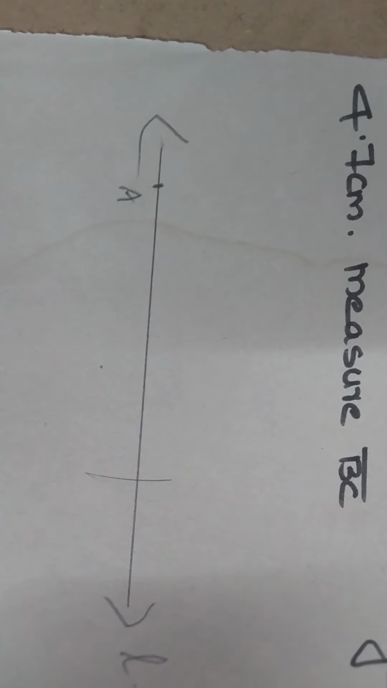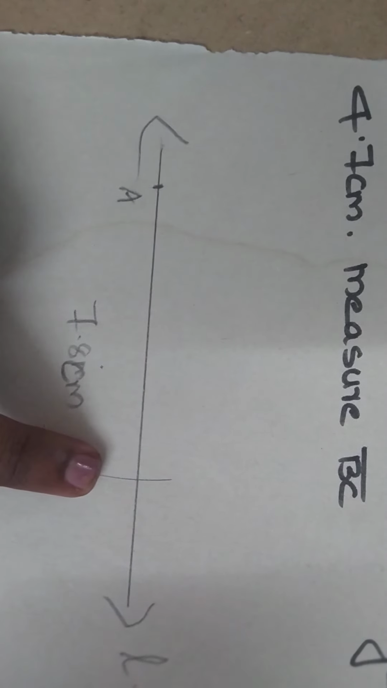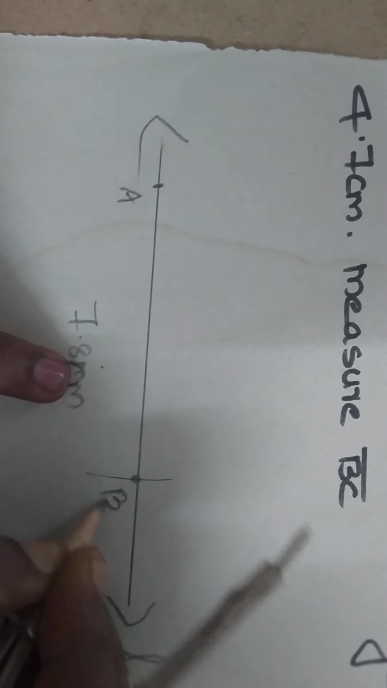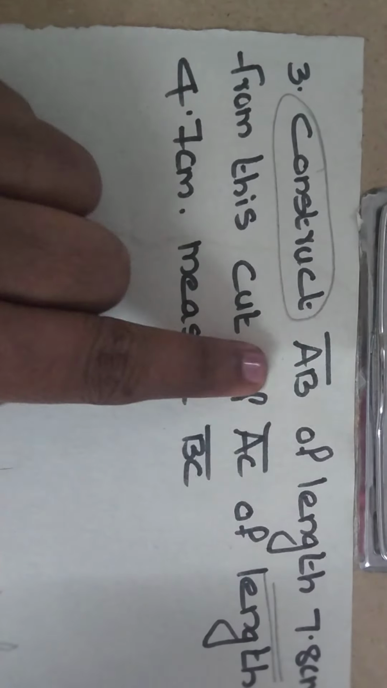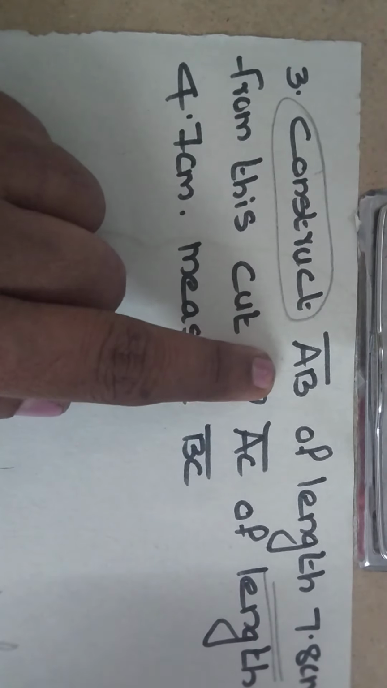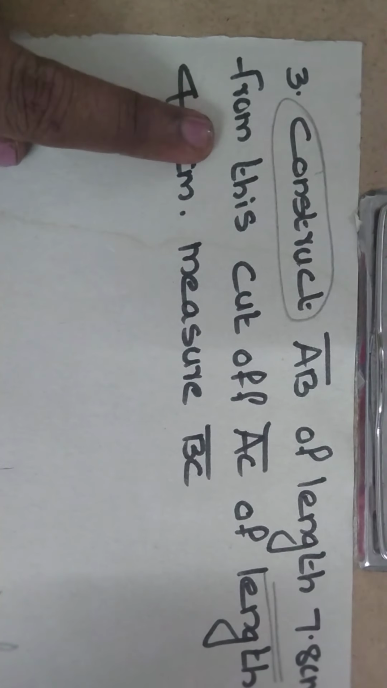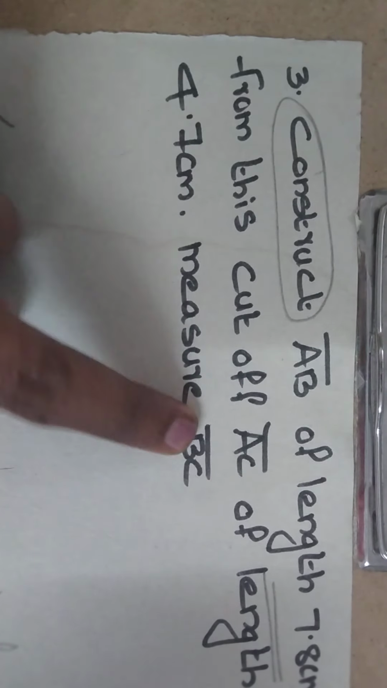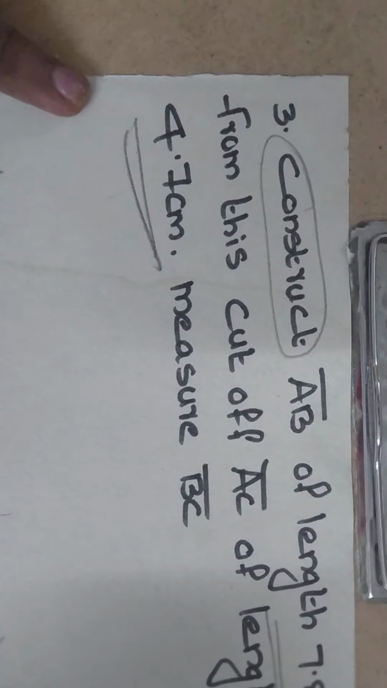See, we draw that 7.8 centimeter measurement and mark it on the line L. There you can give the alphabet B. So the A to B distance is how much? 7.8. That first part is completed: draw a line segment of length 7.8. Next, what do they say? Cut off. In which way? Another line segment, AC of length 4.7 centimeter.